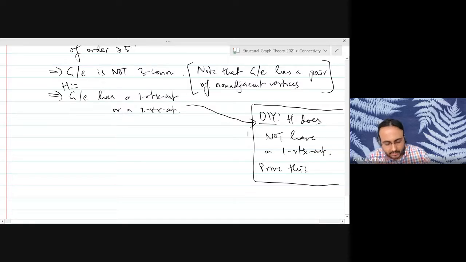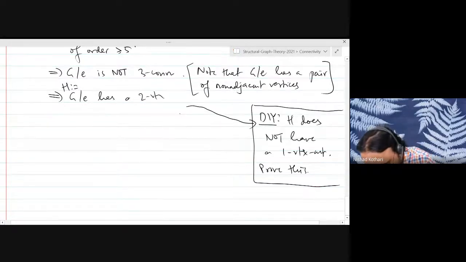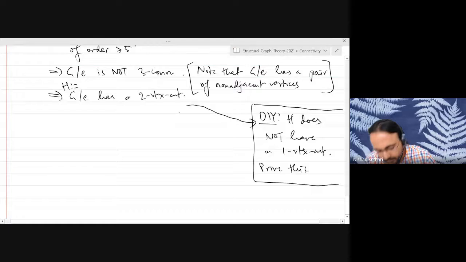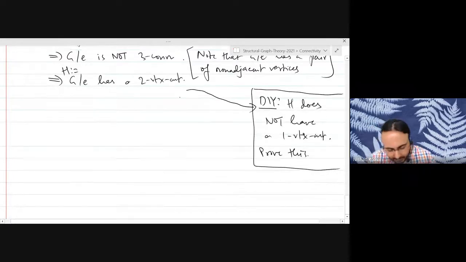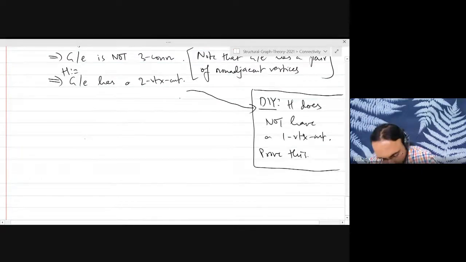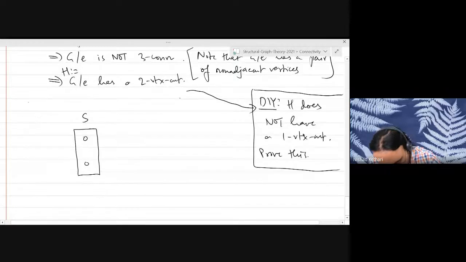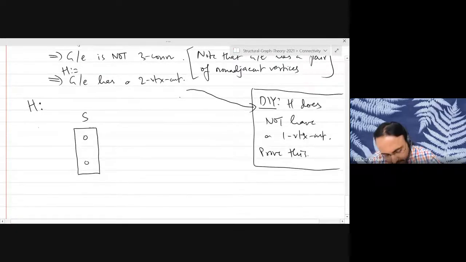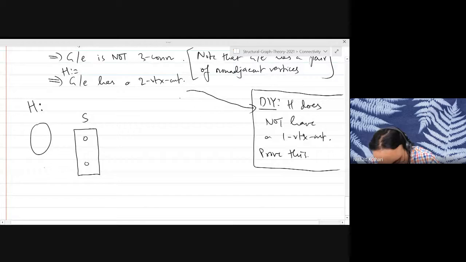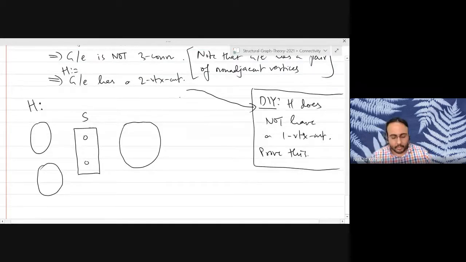So the really interesting case is that this graph has a 2 vertex cut. This is the only case that is actually possible. So let's make a drawing. There is a 2 vertex cut, let's say S, in the graph H. After deleting these 2 vertices, you could have a bunch of components. I don't know how many components.